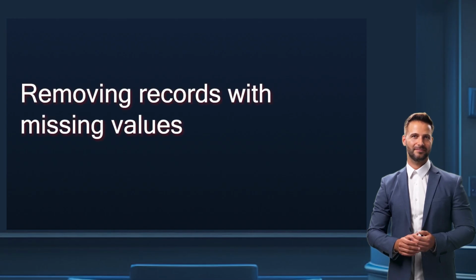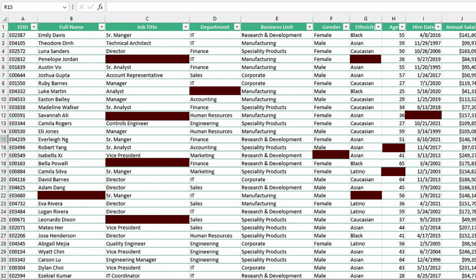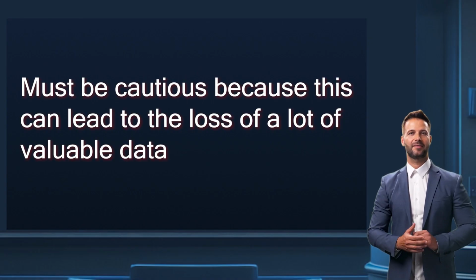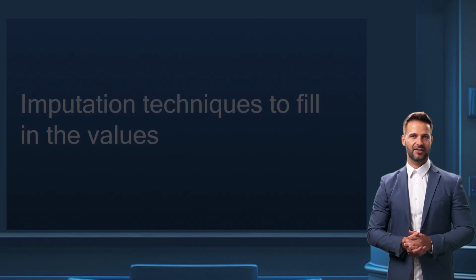There are different ways to handle missing values. We should look at these. How about removing missing values? The simplest method is to remove records with missing values. However, this should be done cautiously as it can lead to a loss of valuable data, especially if the dataset is small.